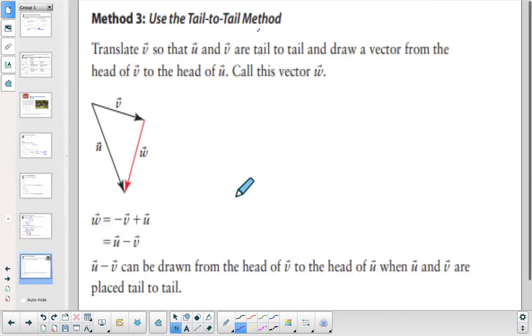For subtraction using the tail-to-tail method, we translate vector v so that u and v are tail to tail, and we draw a vector from the head of vector v to the head of vector u. This is actually method number three, the tail-to-tail method.